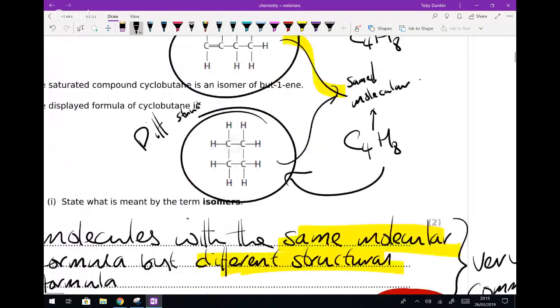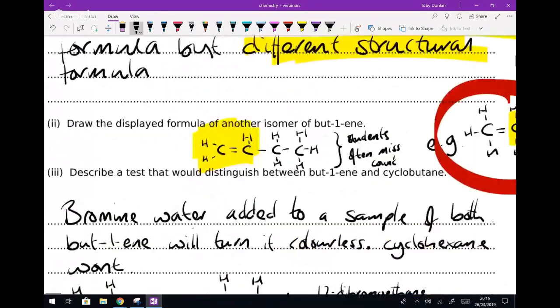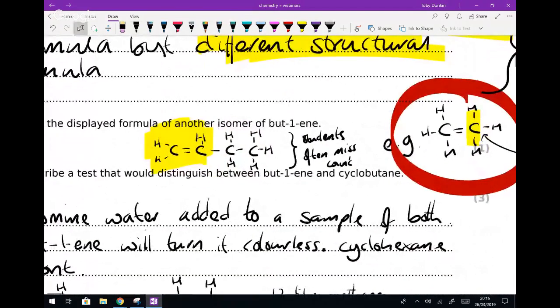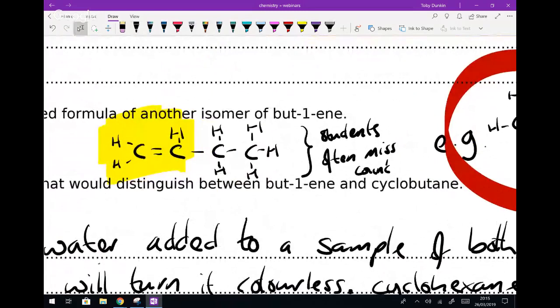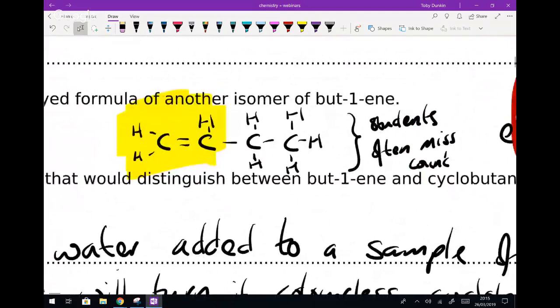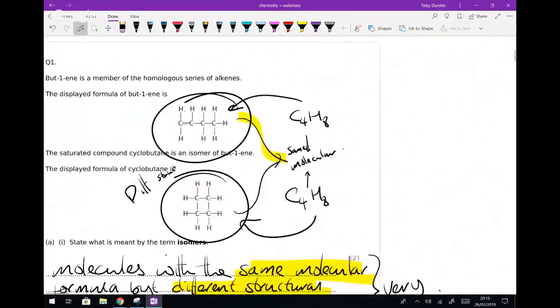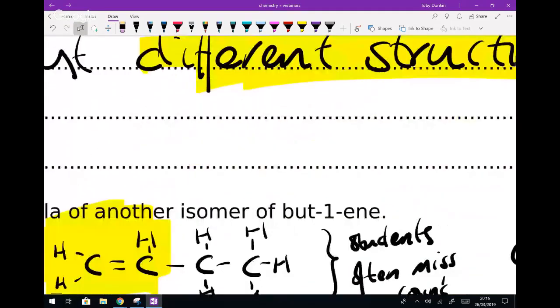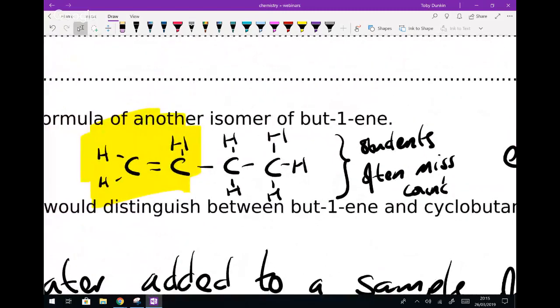Next, draw the displayed structure of another isomer of but-1-ene. Now, what you've noticed is that I've answered it, and I wanted to show you it actually moving. Students often miscount the bonds, but what we need to realize is that there is the original picture. So how can I create this as an isomer? I need to change the structure. So what I'm going to do is move the double bond. I'm going to get rid of that one.